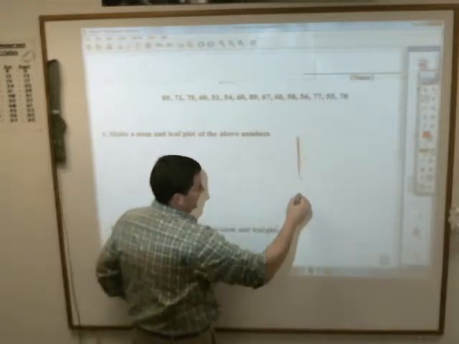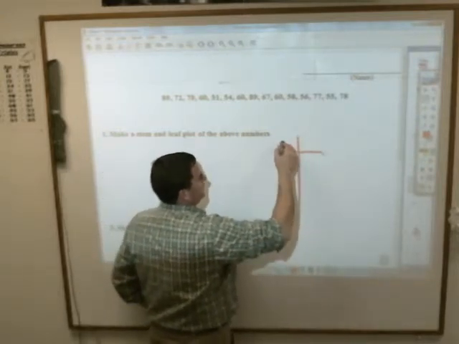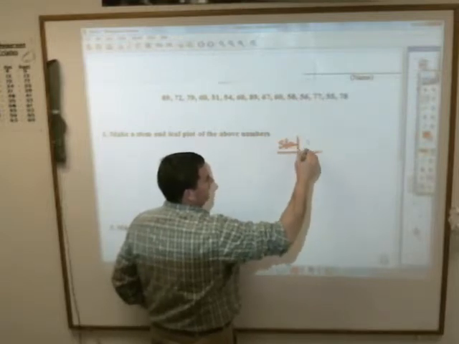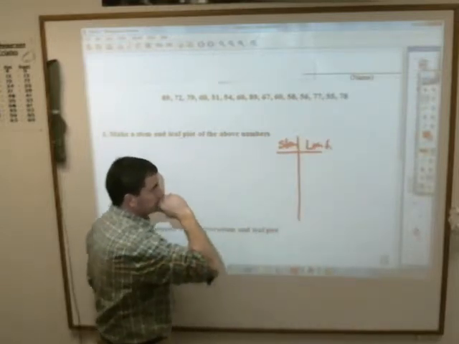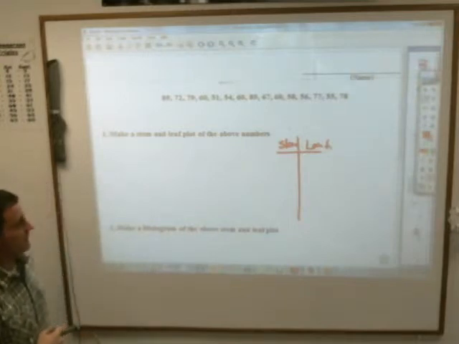You start by this. Okay, here is your stem. There is your leaf.